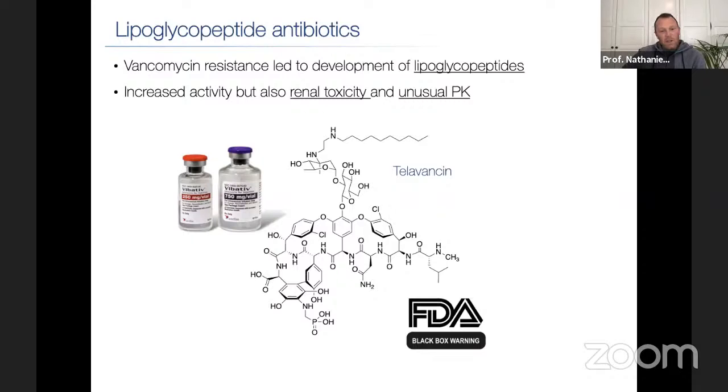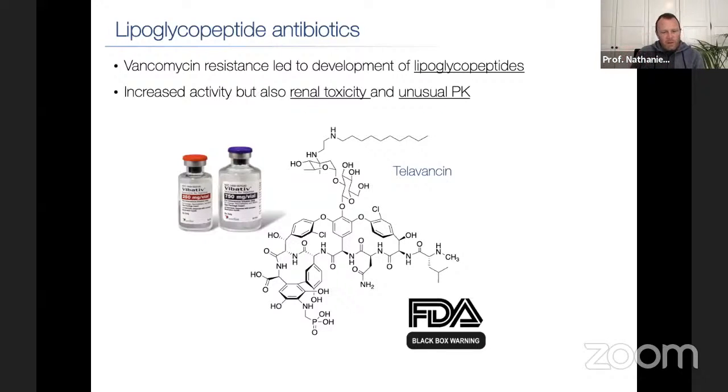However, if you need to stop giving this drug to a patient, if there's a poor response, it's very difficult to then do anything about it, given those PK properties. So this, combined with the increased kidney toxicity of telavancin, has actually led to it being slapped with a black box warning from the FDA.